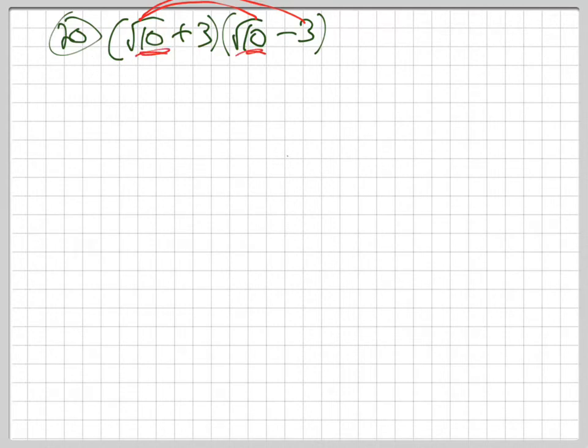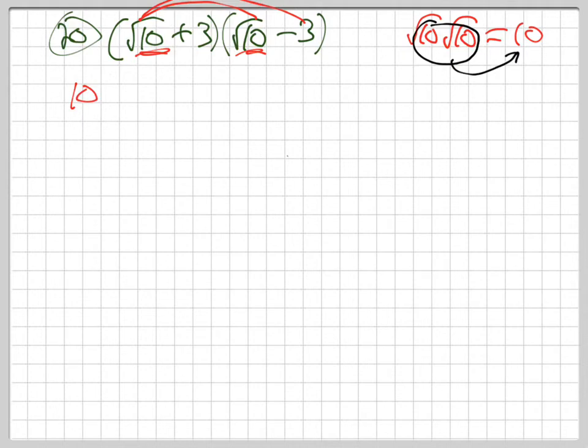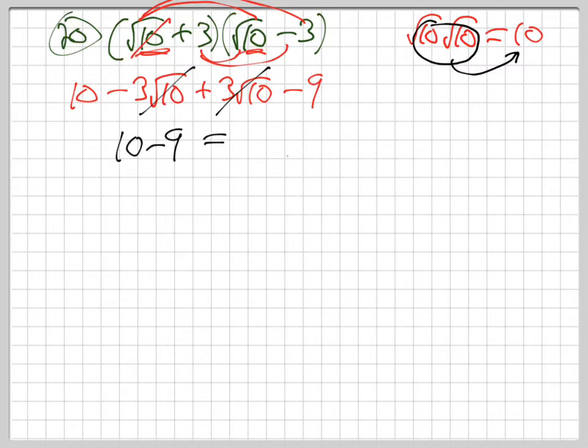So root 10, root 10. Do you remember that's plain 10? Remember when you have root 10 times root 10, it just is plain 10. Why? Because 2 10s inside, remember square roots are a 2 for 1 deal. 2 10s inside leads to 1 10 outside. So minus 3 root 10. He's done. He went to both. And now this guy's going to go to both. Plus 3 root 10 minus 9. These cancel. 10 minus 9, 1. The answer is 1, which is option D on the multiple choice.